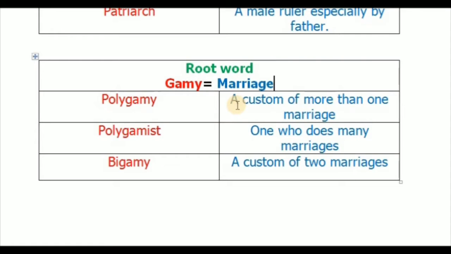Harishit is a polygamist as he has two wives. For polygamy, we took an example. In Hindu culture, polygamy is not allowed. Next word, bigamy, a custom of two marriages. Bigamy is considered a crime in Indian society.